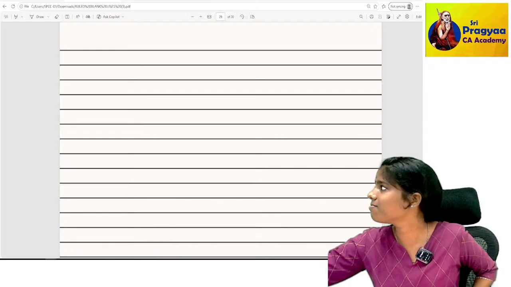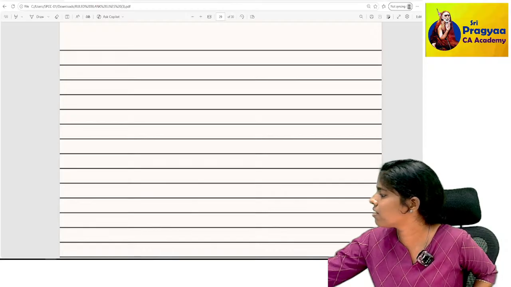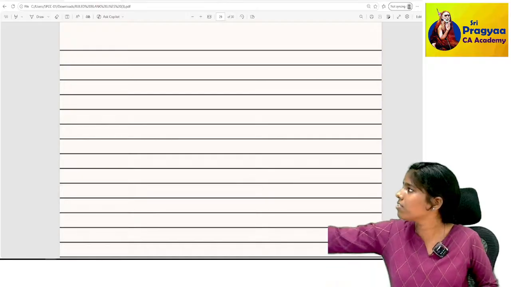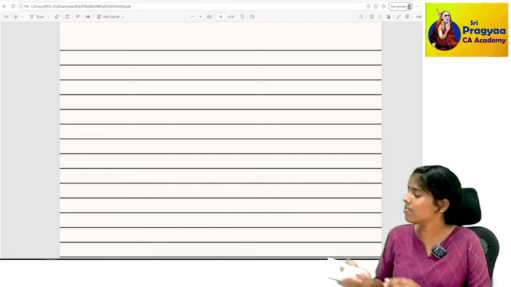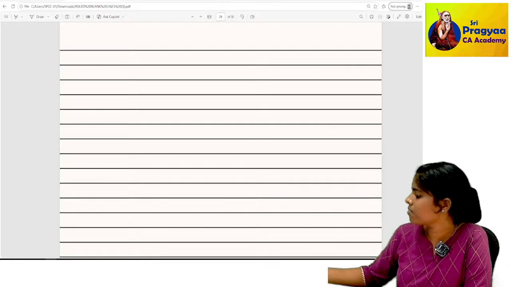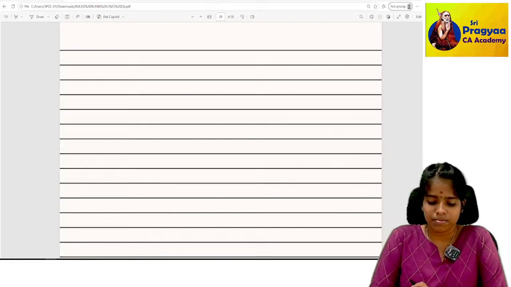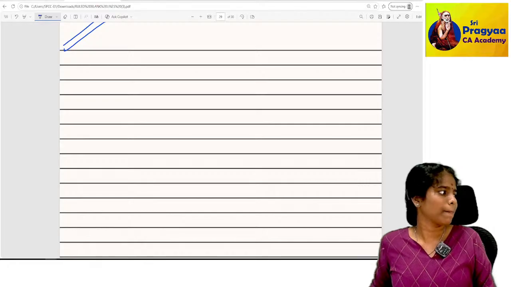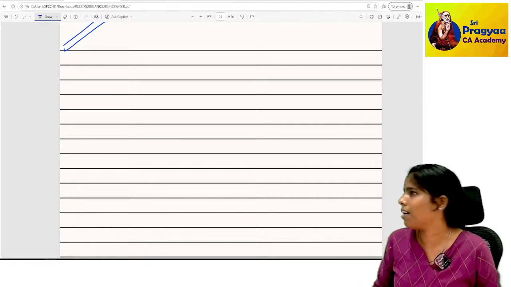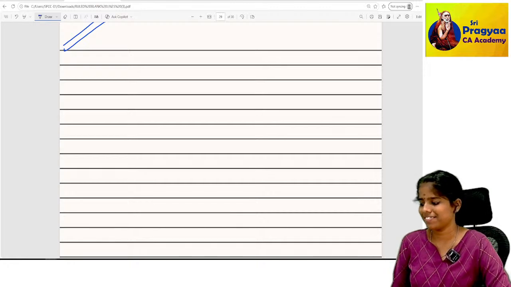இதுவே ஆன் பண்ணுங்க, சுத்தமா காத்து வரணும். ஆமா, ப்ரொஜெக்டர் ஆன் பண்ணு. இது ஆன் பண்ணிருக்கோம்.